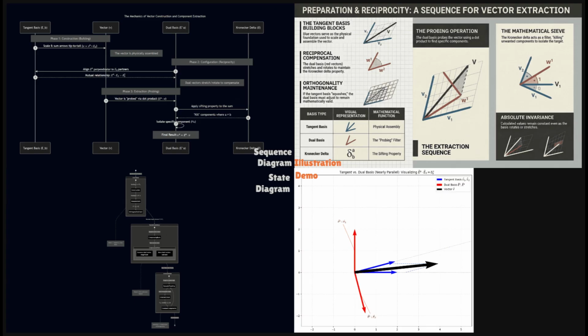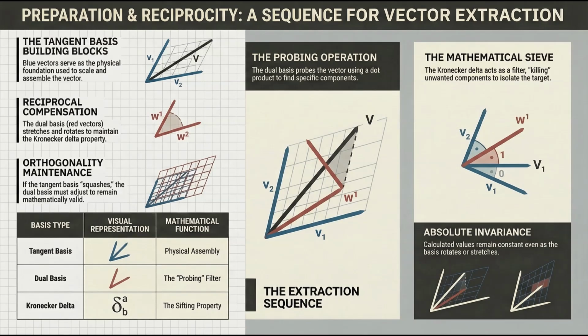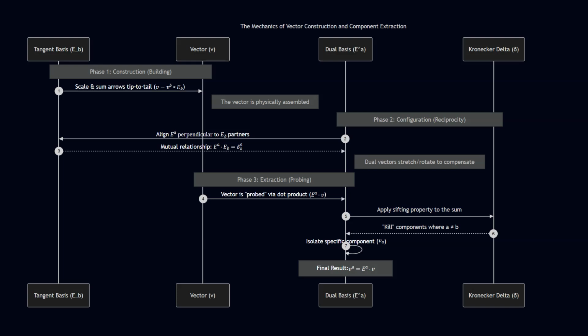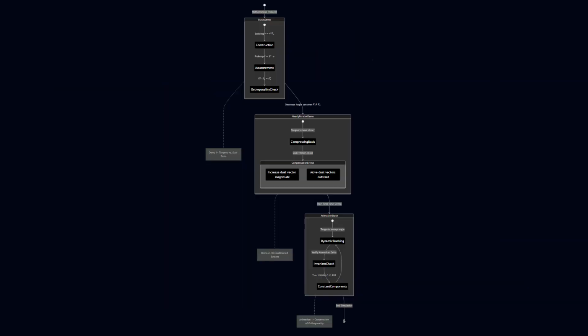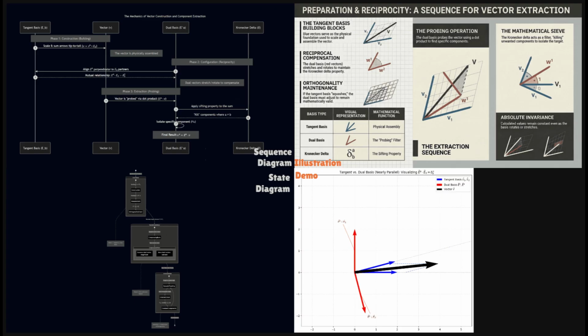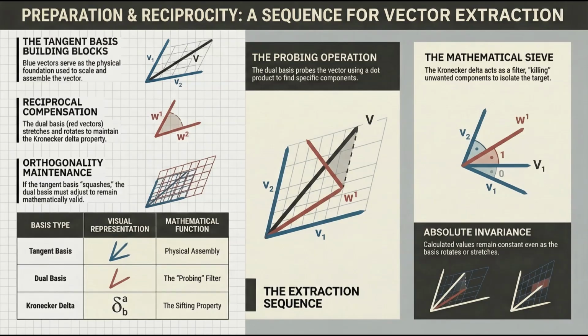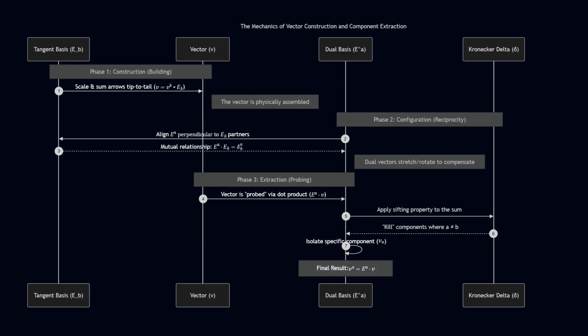Visualizing the sieve. The diagram brings the sifting property of the derivation to life. It illustrates how the dual basis acts as a mathematical filter or directional sieve, designed to be blind to the wrong building blocks so it can isolate the exact component needed. Confirming stability. It reinforces the final conclusion of the derivation by showing that even if the system moves, this sequence ensures the resulting measurements remain constant and reliable.